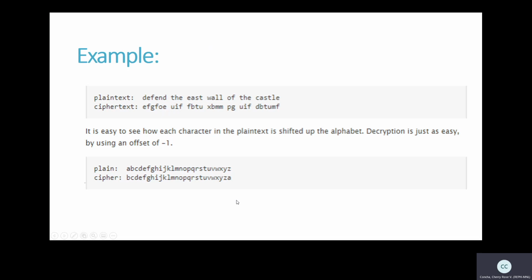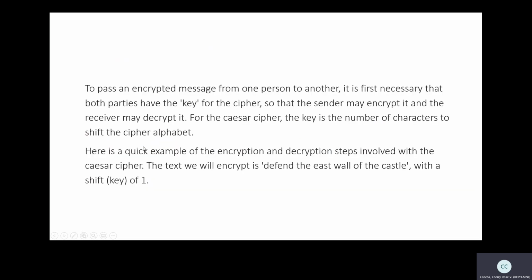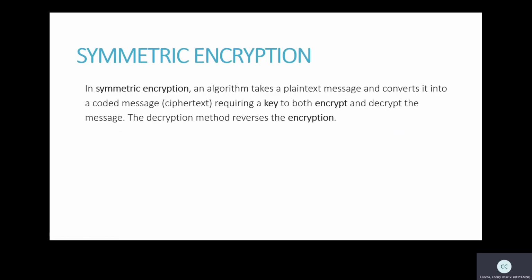So I hope you got that we have a shift of -1 for decryption. Therefore, for the ciphertext representation of the plain text A, B, C, D until Z, with a shift of 1, B becomes A and C becomes B, and so on and so forth, because of an offset of -1. We shift up the alphabet. So that's how we use Caesar cipher. We encrypt by shifting depending on the key, the number of characters to shift the cipher alphabet.